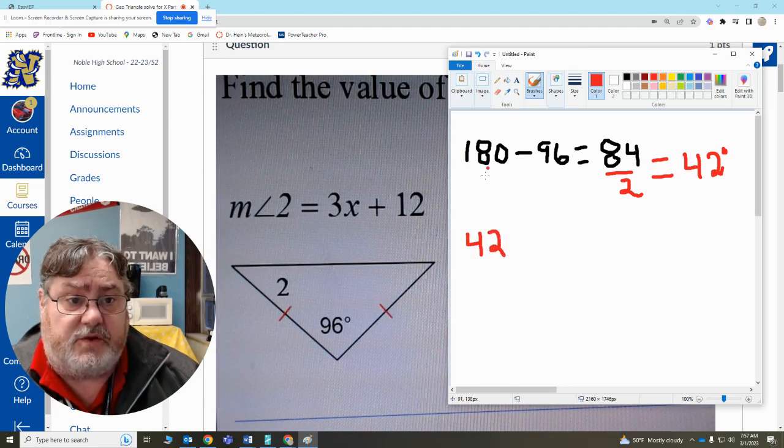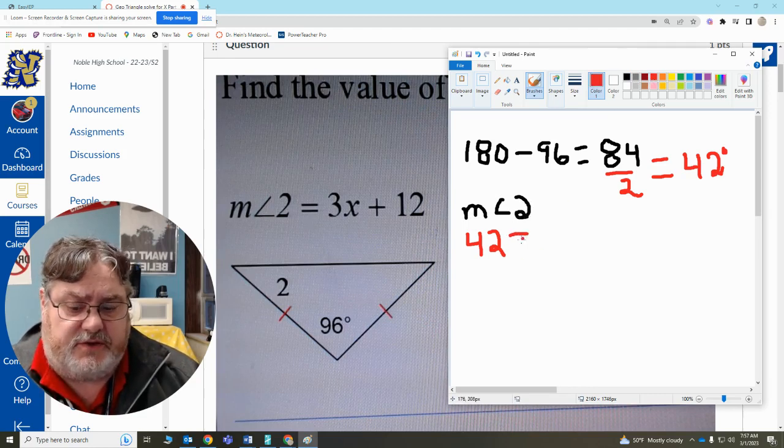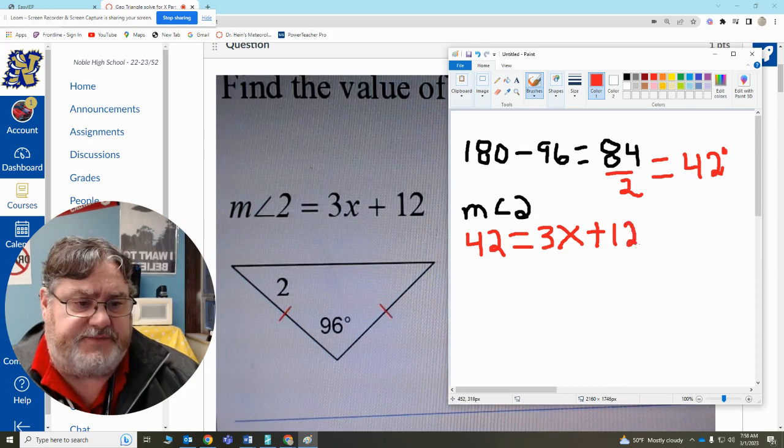Remember that 42 represents the measure of angle 2 in this formula to the left. So 42 equals 3x plus 12. And now it's a fairly simple equation. What we'll do is isolate x. We'll make x all by itself on one side of the equal sign.